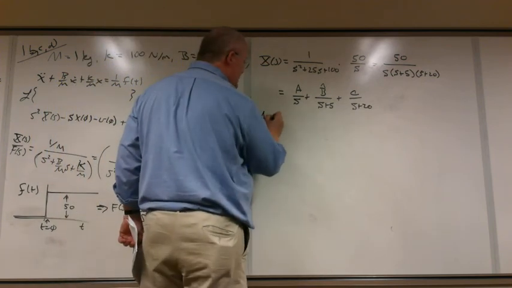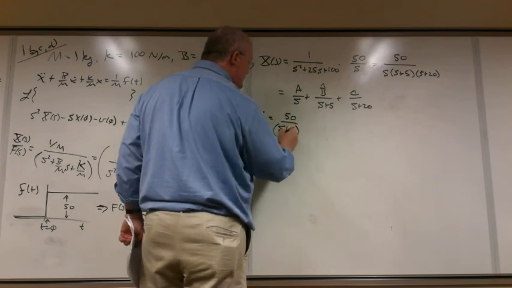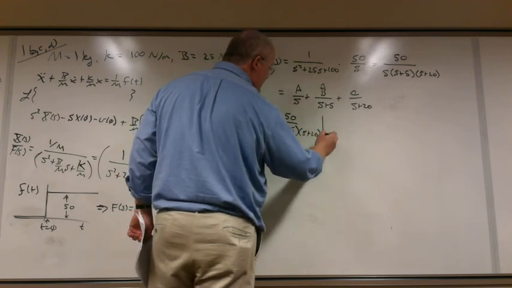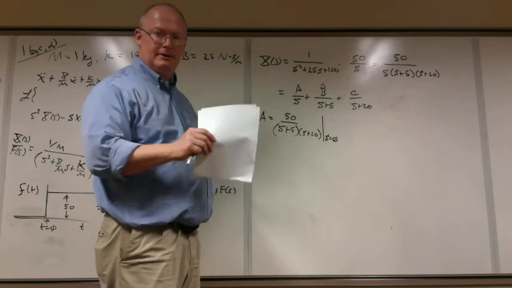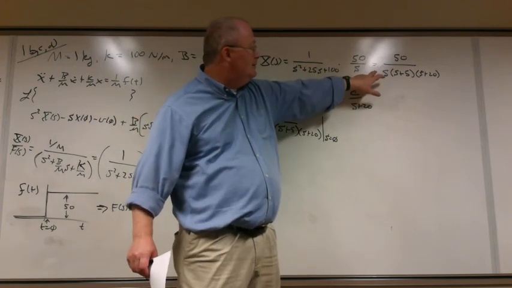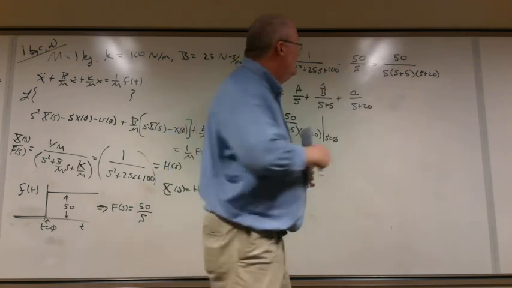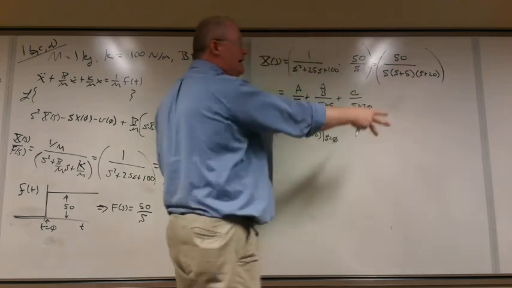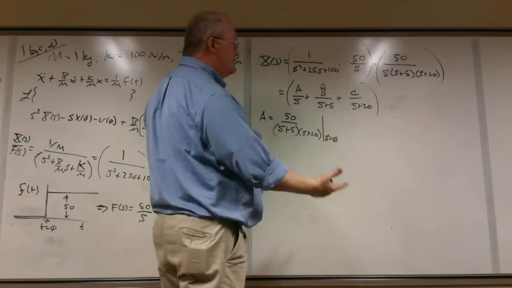So again, A is going to be equal to 50 over s plus 5 times s plus 20 at s equal to 0. Now, again, I'm not drawing it out. I'm taking liberty that you can hit pause, rewind, play, pause, all that fun stuff. What I did is I multiplied both sides by s, so I multiplied X(s) by s, which means I multiplied everything in here by s, and then I let s go to 0.